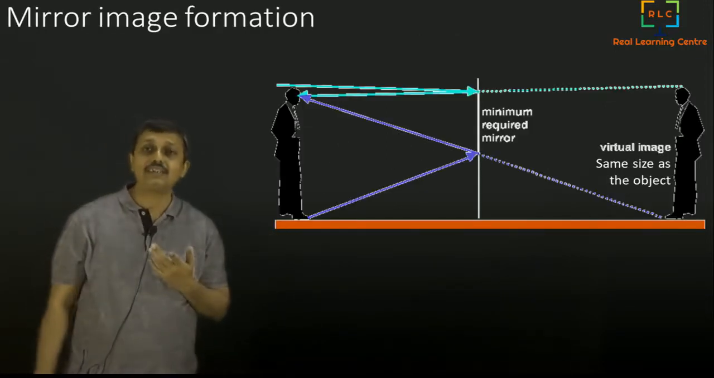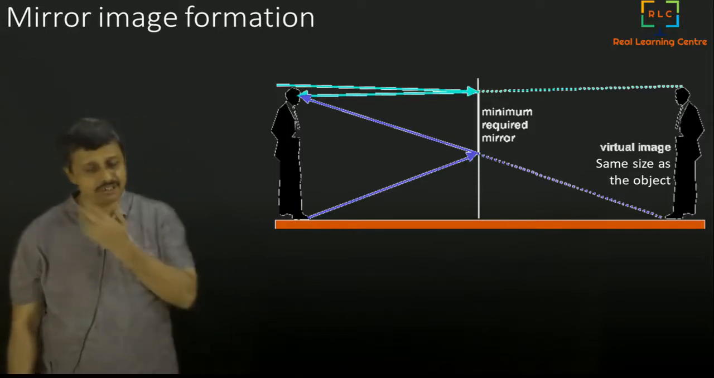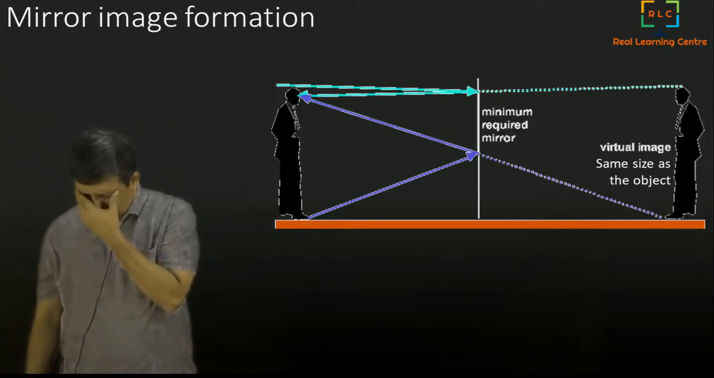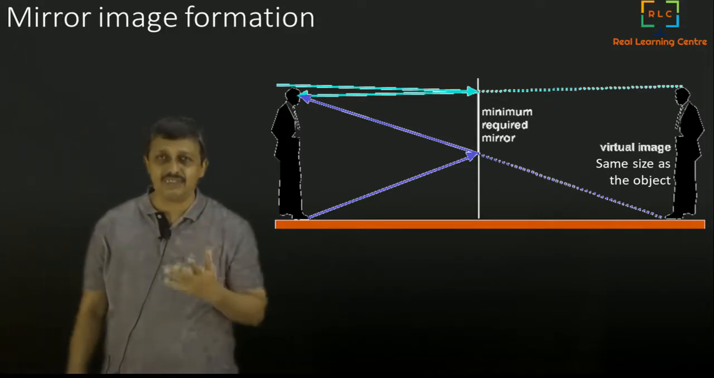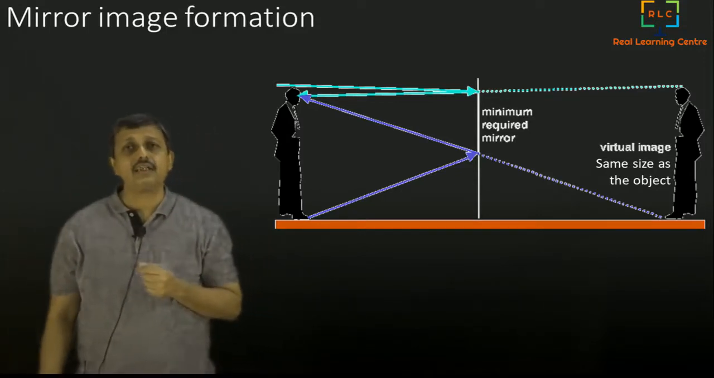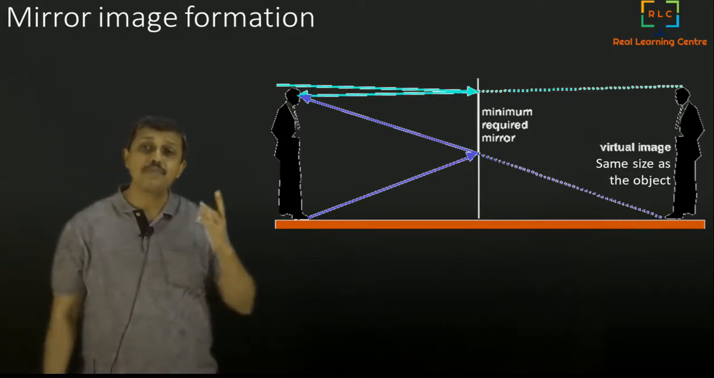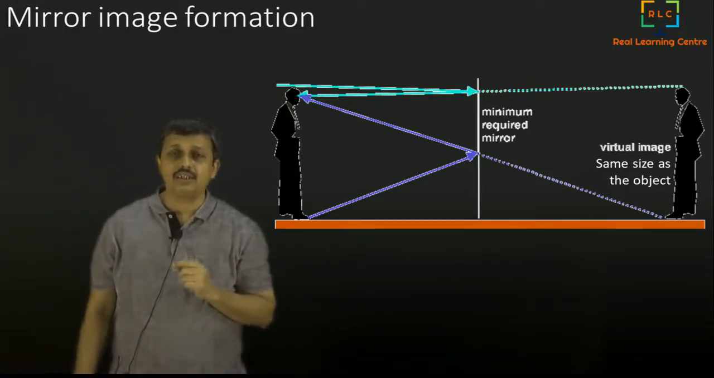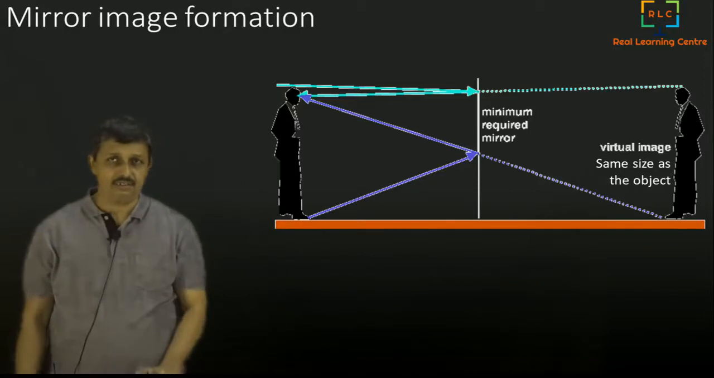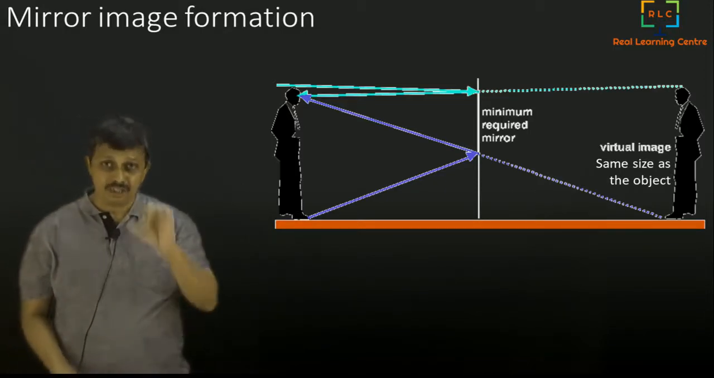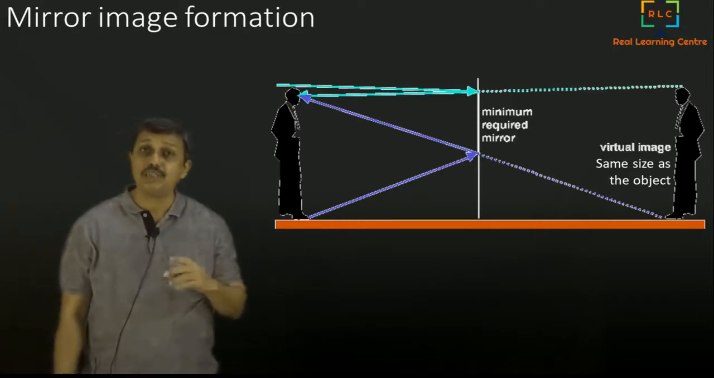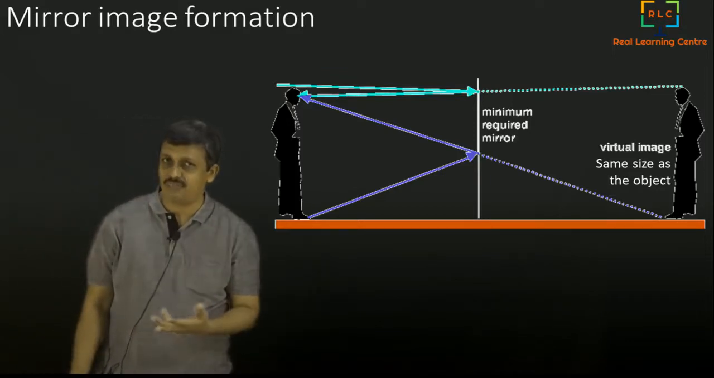Now let's see what happens in the mirror. When we take a mirror image, the important question to understand here is, how do we see ourselves in the mirror? And what should be the size of the mirror so that you can see yourself fully? Do you need the mirror to be as big as you, or can it be very small? What is the minimum size of the mirror in which you can see yourself?